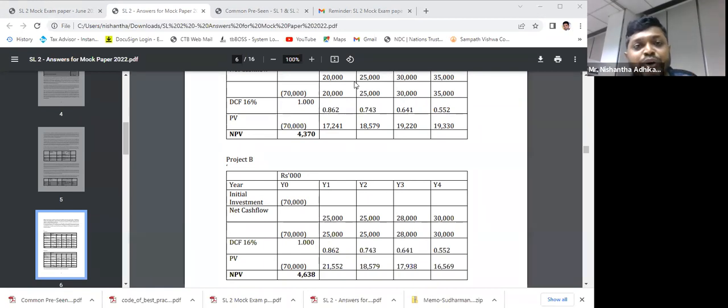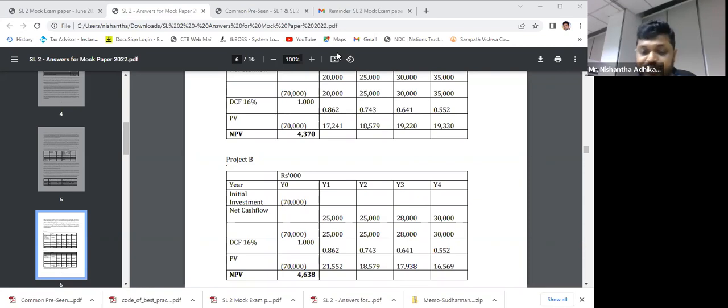How are you going to determine that? Yes, you have to use profitability index. Based on profitability index, the project which has the highest profitability index should be selected.